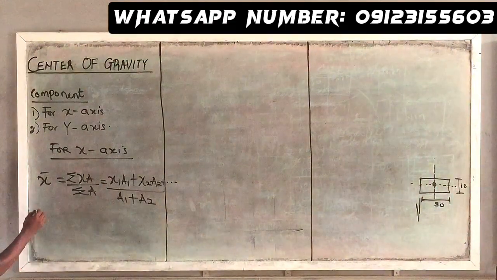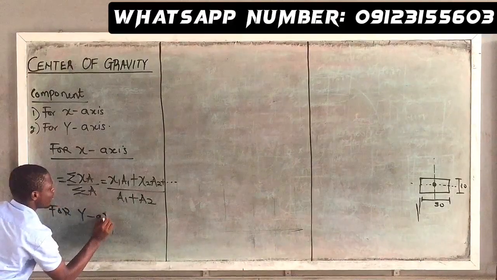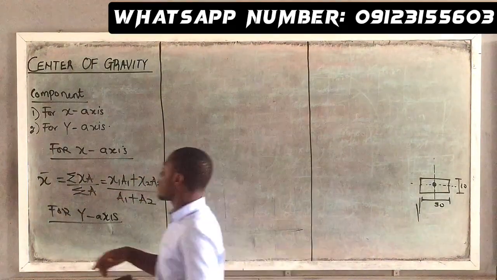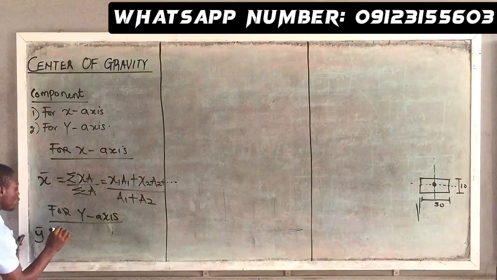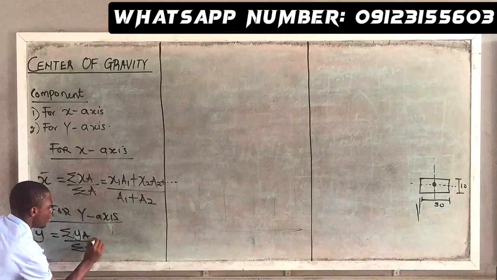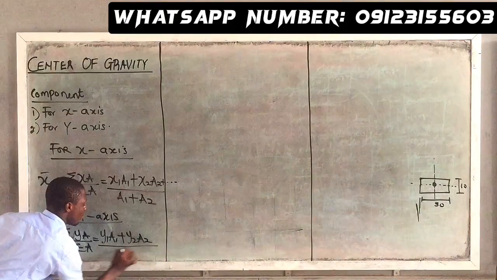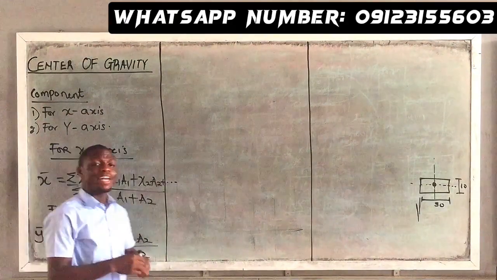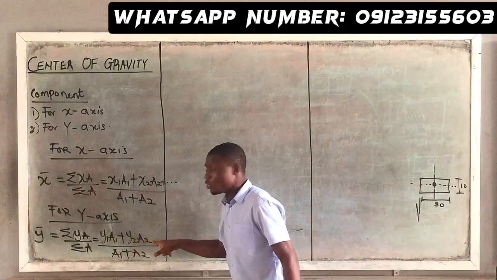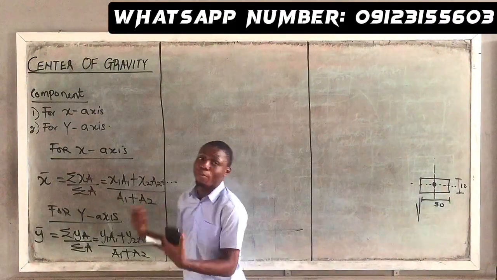Let's discuss y-axis. When it comes to y-axis, what's the center of gravity along y-axis? The center of gravity along y-axis is y bar equal to summation ya over summation a. I have y1 a1 plus y2 a2 all over a1 plus a2. Depending on the number of components you have here too, if you have 10 components, I'll have y1 a1 plus y2 a2 plus y3 a3 plus y4 a4, and it continues to 10 components. But I'm assuming I have just 2 components, so I have it here.